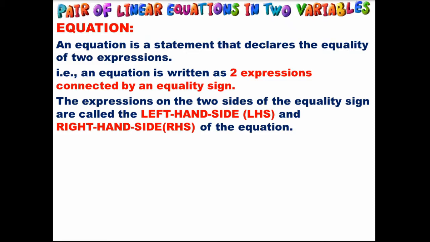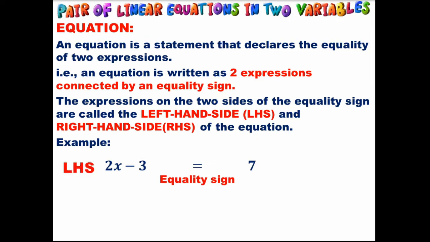See, our first statement is that an equation is a statement that declares the equality of two expressions. That is, it is written as two expressions connected by an equality sign. Consider the example 2x minus 3 equal to 7. See, here you have two expressions, namely 2x minus 3 and 7, and they are connected using the equality sign. So 2x minus 3 is one expression and 7 is another expression. Now consider 2x minus 3, it is on the left side of the equality sign, therefore it is called the left hand side of the equation, and 7 is on the right side of the equality sign, therefore it's called the right hand side of the equation.